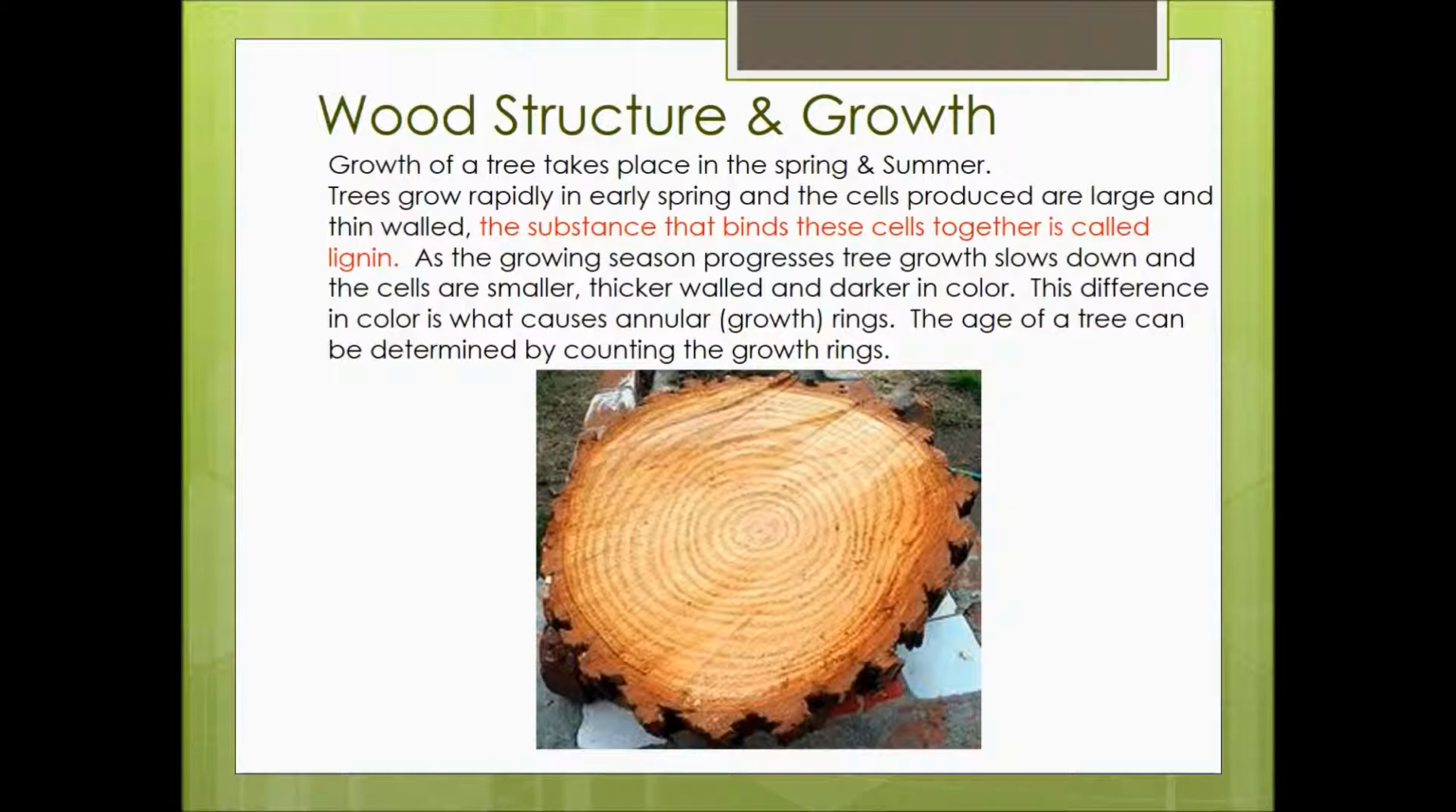Now, as we know, wood comes from trees, and I want to talk just a little bit about that process. Obviously, we know that trees grow during the spring and summer, but in spring, especially early spring, tree growth is more rapid. As the summer wears on and it gets drier, the growth will slow down a little bit, and that is kind of what makes the rings in a tree. Now, these rings are made of cells, and the substance that binds these cells together is called lignin.